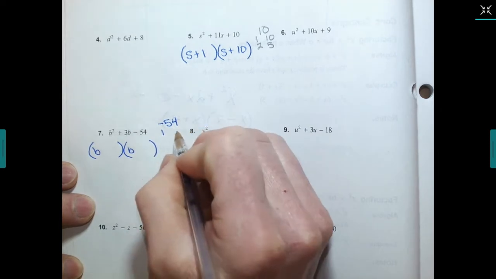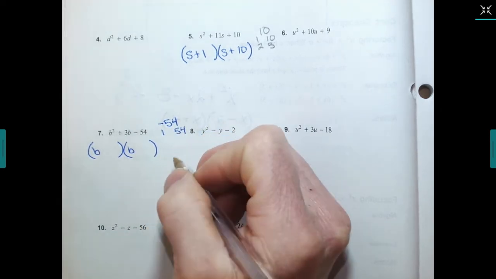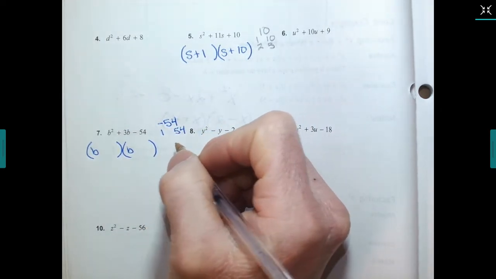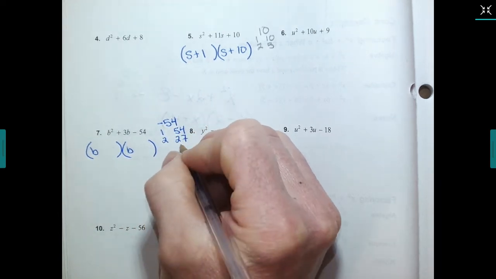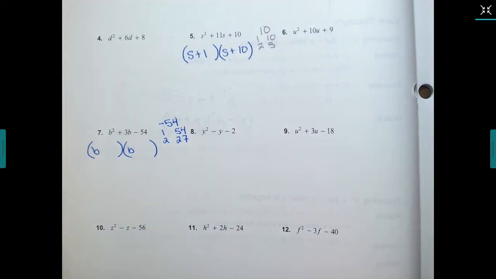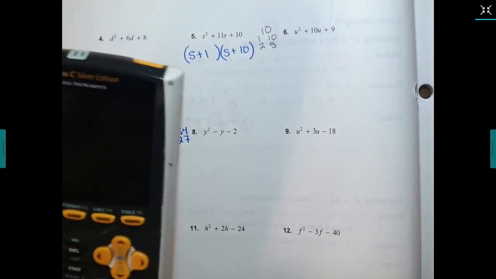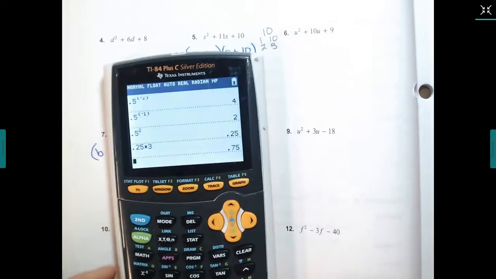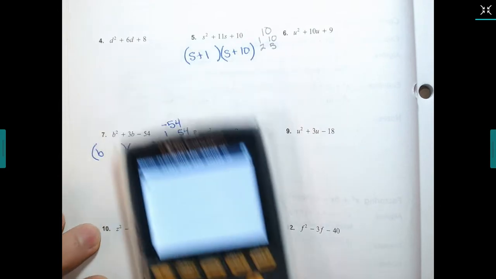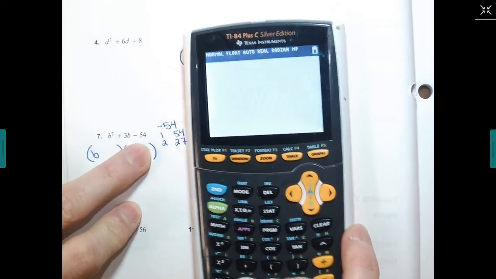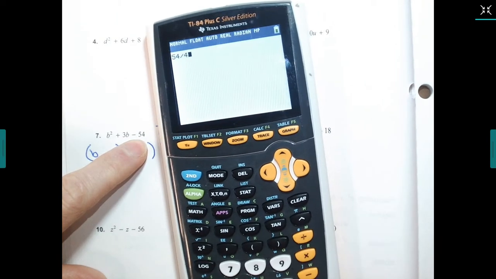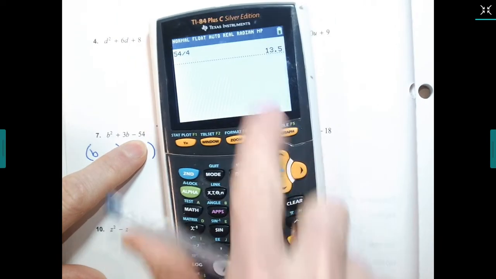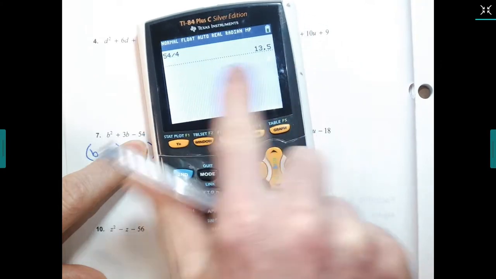So I've got 1 and 54. I've got 2 and 27. 3. Let's see. How about 3? 54. Nope, it's not divisible by 3. How about 4? 54 divided by 4. Nope, it's not evenly divisible. So I can't use that.